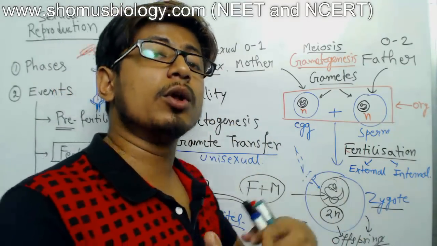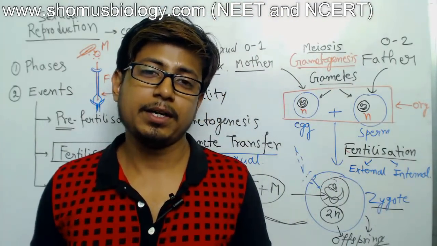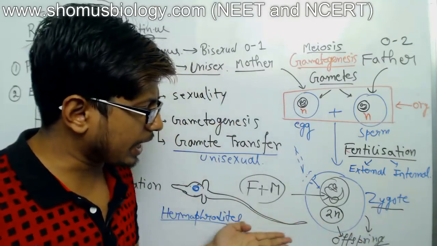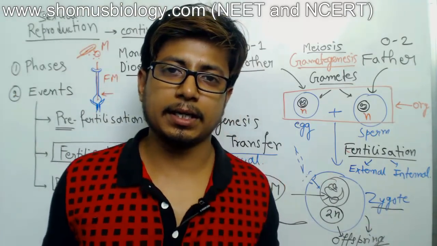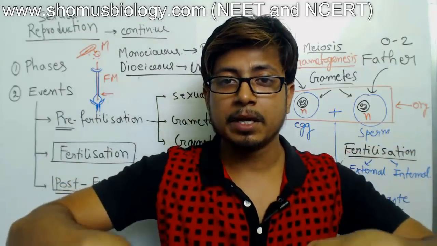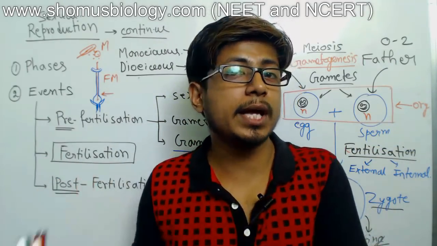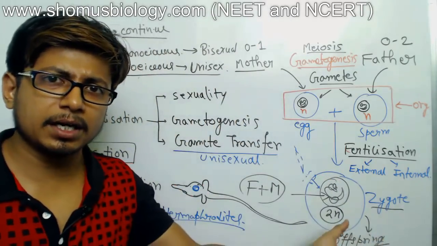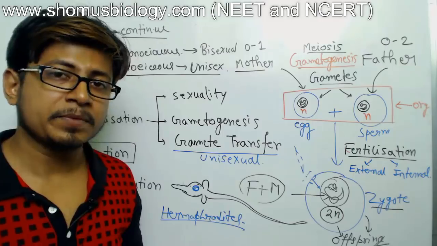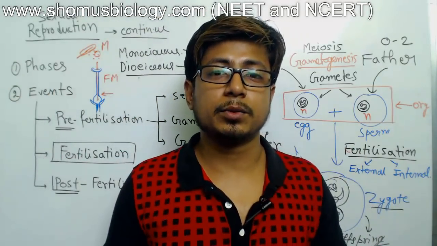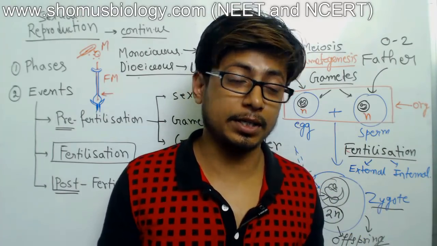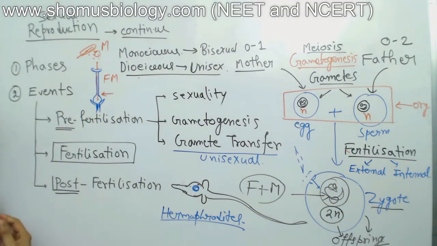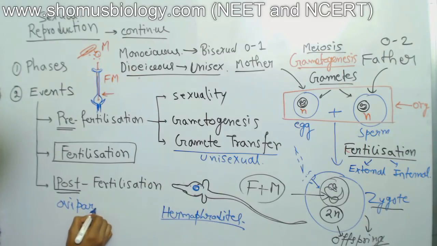So embryogenesis is also different for different organisms. There are two types of post-fertilization events that we can see during embryogenesis. One is that the embryogenesis process takes place inside the animal, or it may take place outside the body of the animal. If it takes place inside the animal, then it is known as viviparous, and if it takes place outside the animal, then it's known as oviparous. So oviparous and viviparous are the two types of embryogenesis events. Let me divide them: oviparous and viviparous.